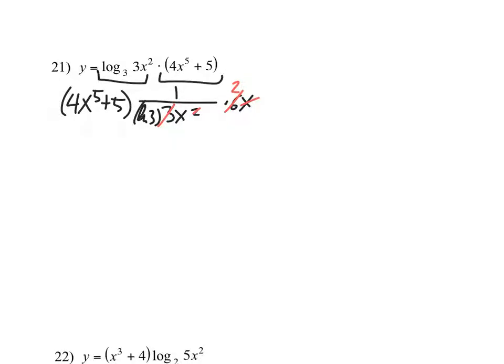Then I'm going to have plus the first, log base 3 of 3x squared, times the derivative of the second, which is going to be 20x to the fourth. Not a heck of a lot else that you could do. I guess you could multiply this polynomial out front with the 2 up top. Still not going to make this much nicer.